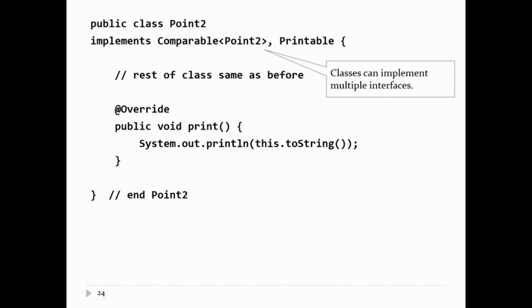What does print look like? Well, you're just going to print the thing to the console, so it's just System.out.println. What thing are you printing? Well, you're printing this object. How do you print the object? Well, you get its string representation and print the string. That's it. So basically all we've done is, instead of having to write System.out.println(p) for Point2, now Point2 can just write p.print. So this isn't the most useful interface in the world.